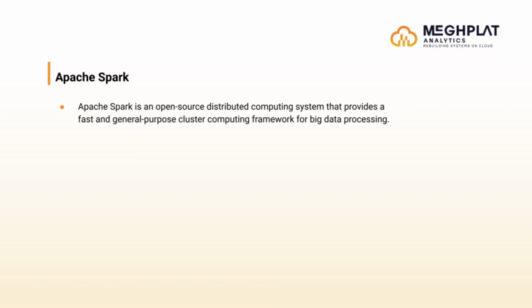Apache Spark is an open source distributed computing system that provides a fast and general purpose cluster computing framework for big data processing, right? It is commonly associated with Apache Hadoop, and it is designed for speed and ease of use, and it supports a variety of programming languages like Java, R, or Scala, and majorly Python.